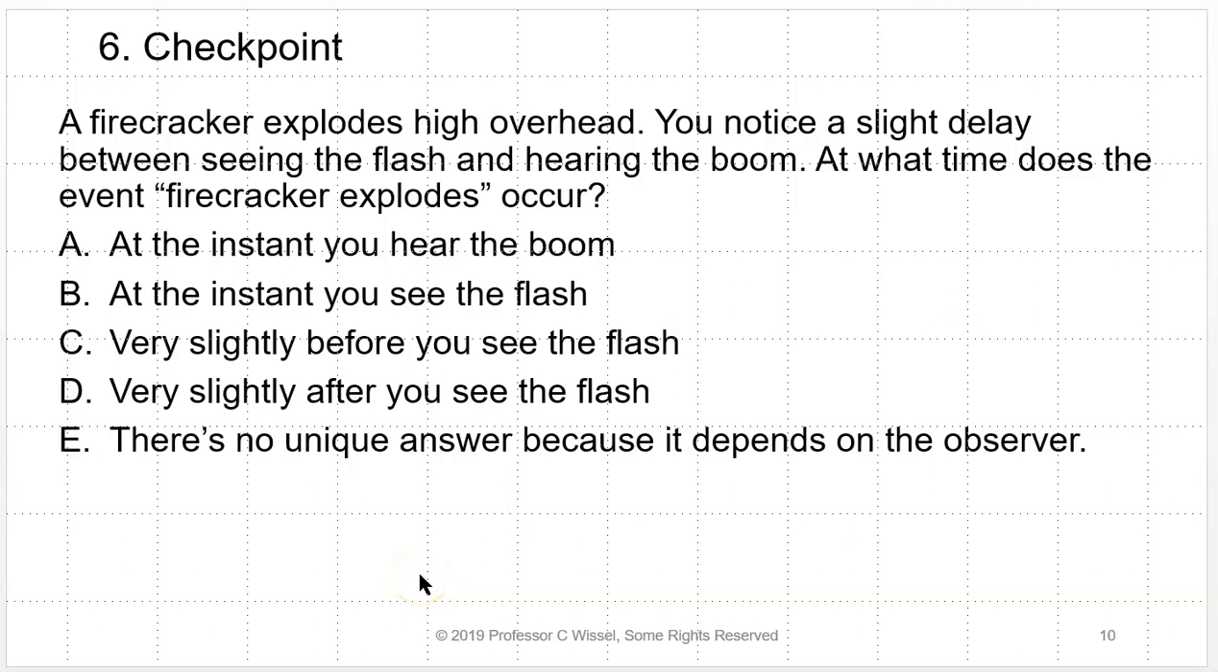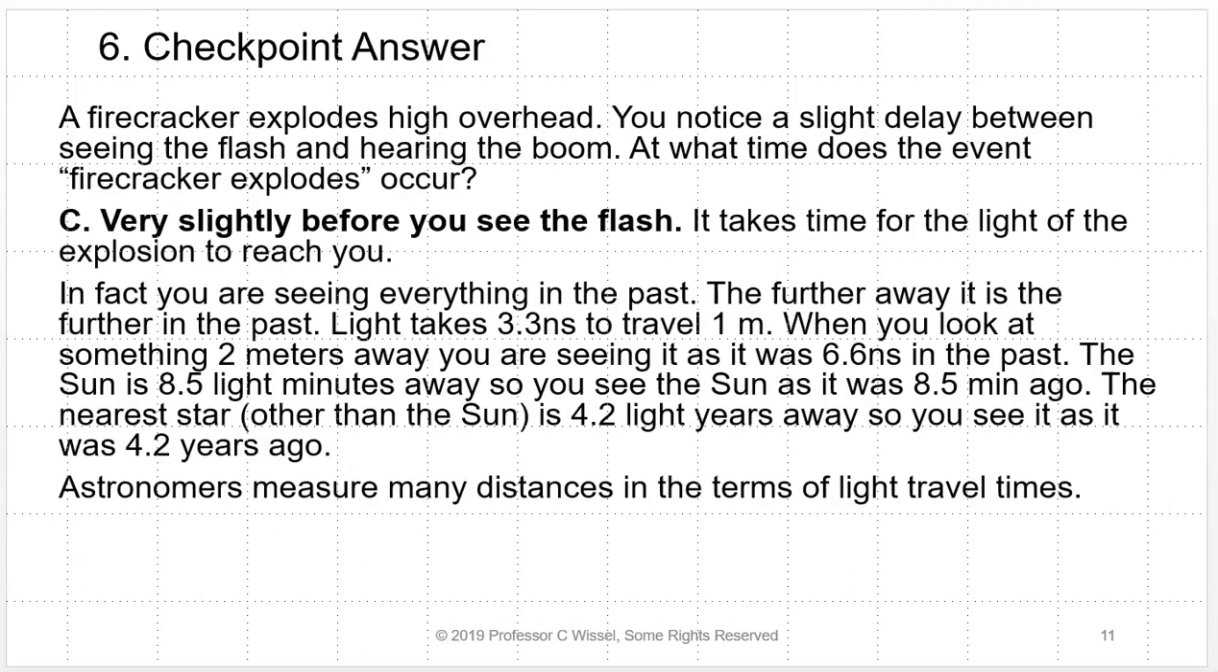A firecracker explodes high overhead. You notice a slight delay between seeing the flash and hearing the boom. At what time did the event, the firecracker exploding, occur? Now, you don't worry about the slight delay between seeing the flash and hearing the boom. That's just due to the fact that sound travels much slower than light. What you're worrying about is that there's a distance between you and the firecracker. There better be, or else it'll do some damage to you. The firecracker explodes overhead. It's at a distance away from you, so it's going to take time for light to travel that distance. So the actual event occurred slightly before you saw the flash. It takes time for the light of the explosion to reach you.